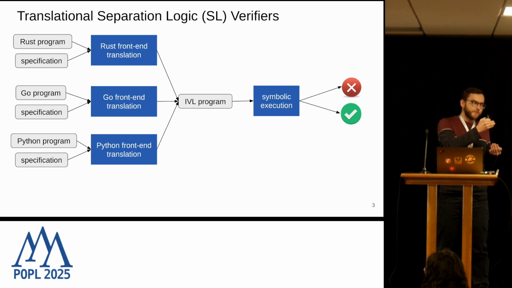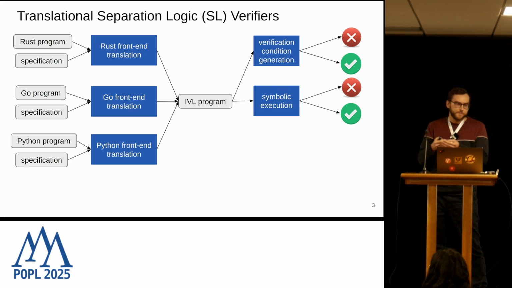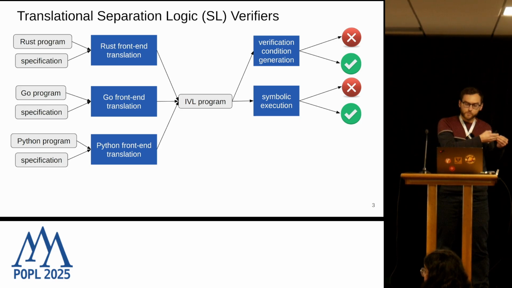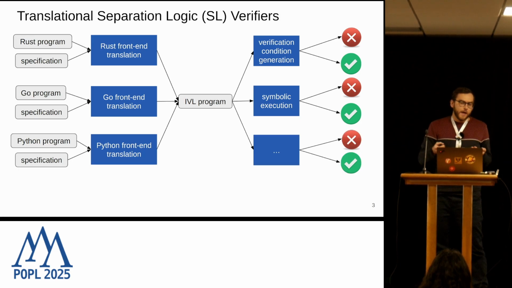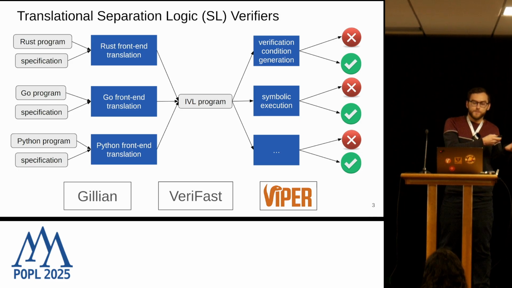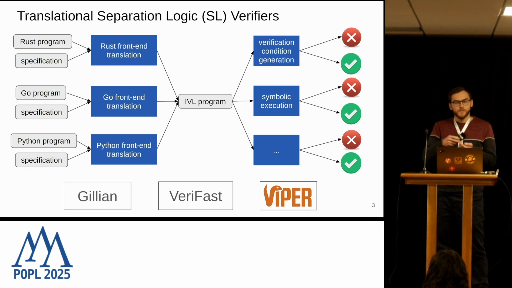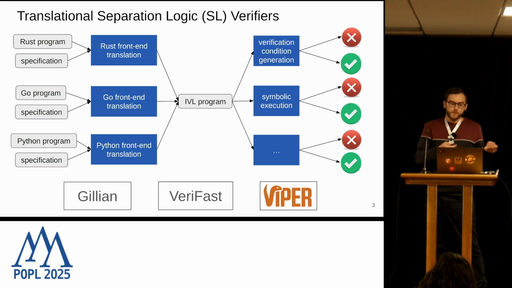And once we have several front ends like this, it is also advantageous because we can build other backend verifiers, such as verification condition generation, which translates the validity of an IVL program into a formula. And all these backends can be reused with different front ends. So translational separation logic verifiers include Gillian with front ends for C, JavaScript, and Rust, VeriFast with front ends for C, Rust, and Java, and Viper with front ends for Rust, Go, Python, and some more.